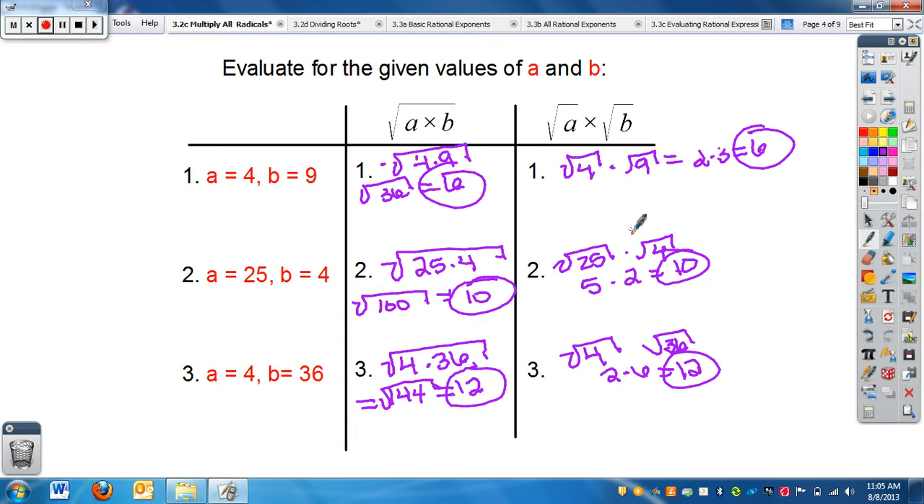So what does this tell me? This tells me that the square root of A times B and the square root of A times the square root of B are the same. I'm allowed, if I have the square root of, let's do 9 and 3, to split this up as the square root of 9 times the square root of 3. Or I can reverse it. If I have this, then I can put it together.